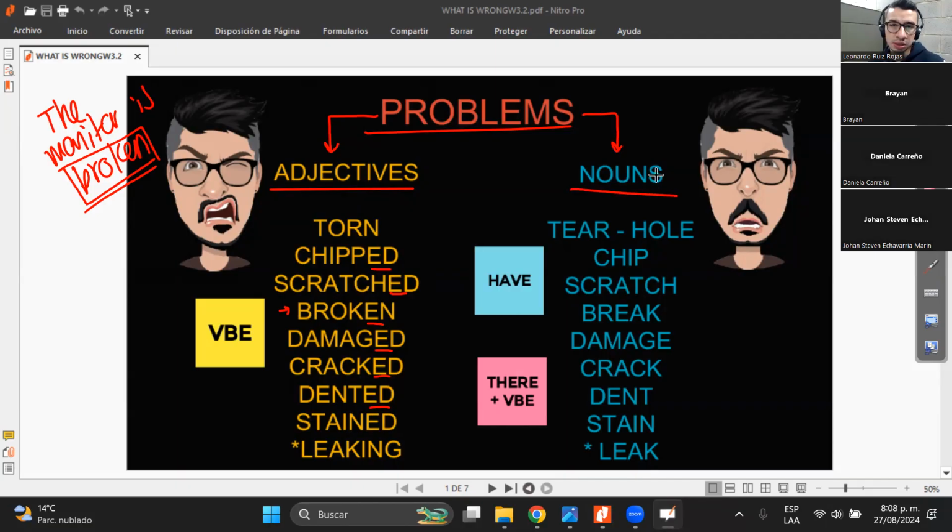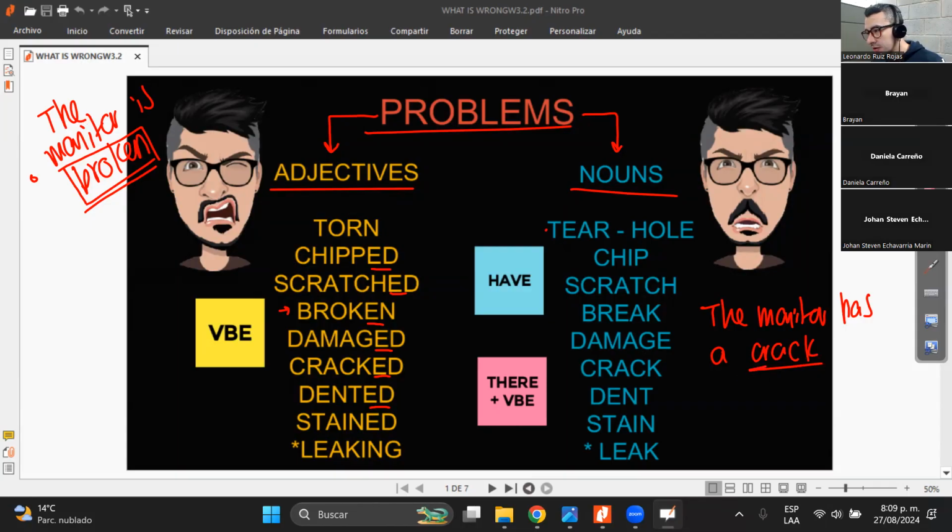Nouns, it means sustantivos. So in that case, I am describing what is the name of the problem. When I say what's the name of the problem, I am going to have a different form of the word. It's not going to be in past, like in the adjective, but we're going to have a different word. Ready? For example, Brian said the monitor is broken, and I said, yes, Brian, you are right. The monitor has a crack in the middle.